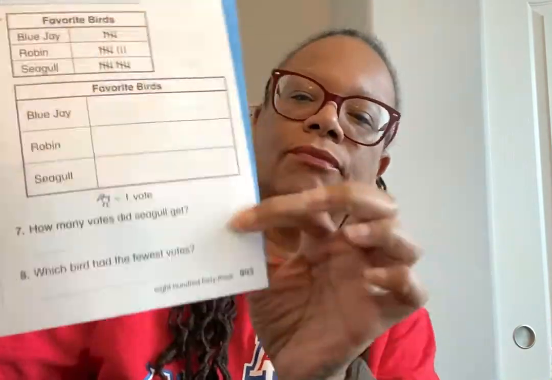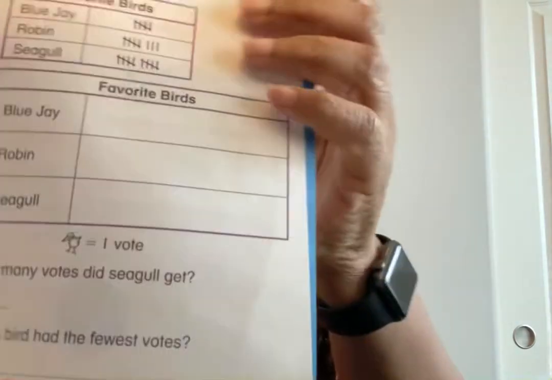And the lemon is 3. So 7 minus 3 equals what? Okay, I know you can figure that out. Let's go to the next page, which is 843. We're almost halfway done. Use the picture graph.